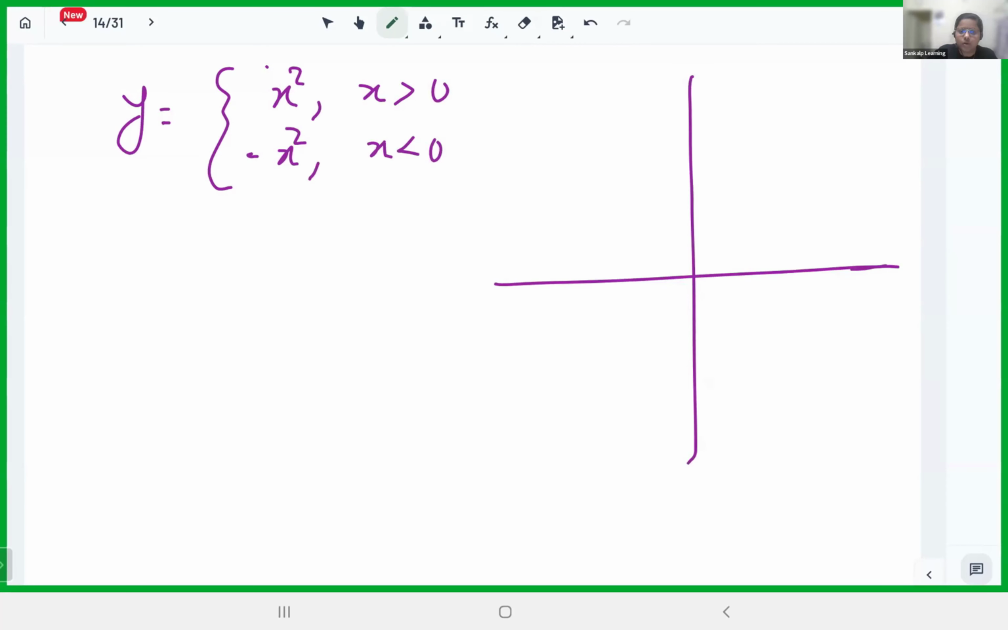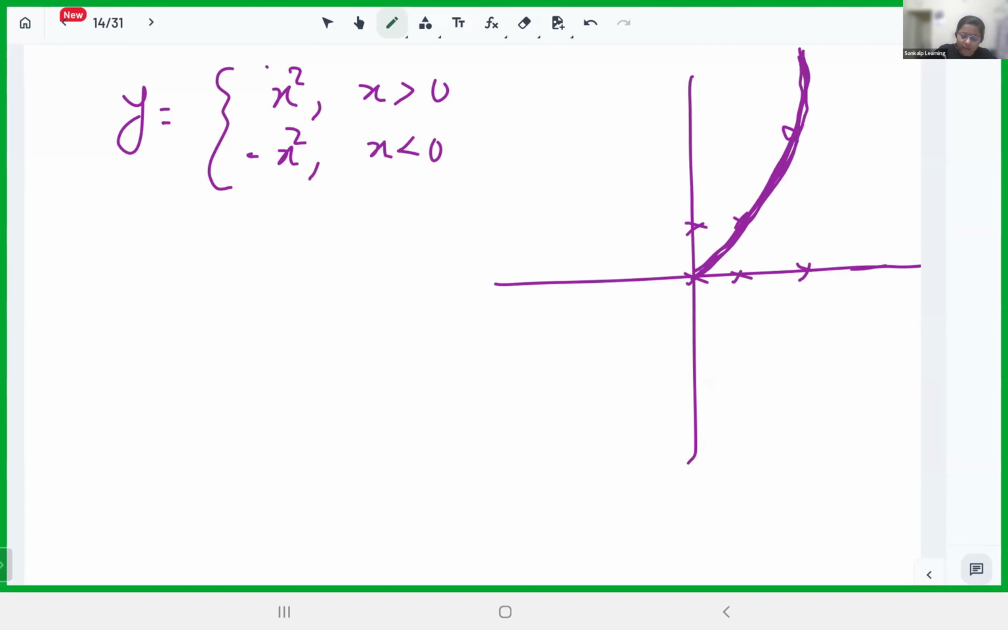That means if you put 0, it will be 0. If you put 1, the value will be 1. If you put 2, the value will be 4. So the graph will go like this, right? We know the x square graph. The x square graph is actually going like this, right?